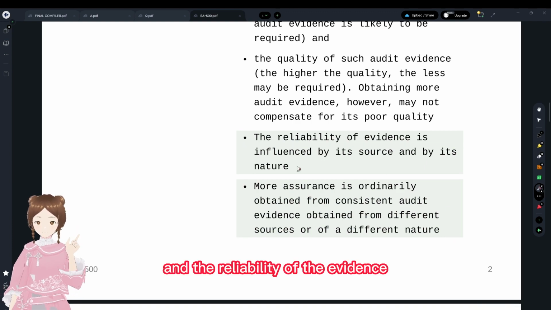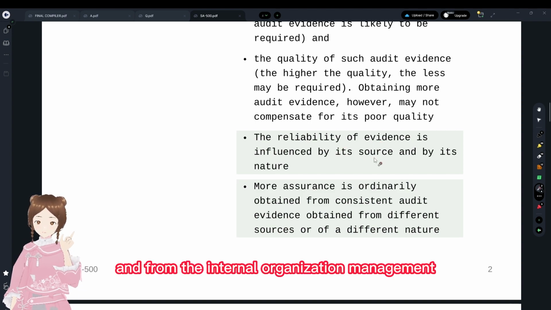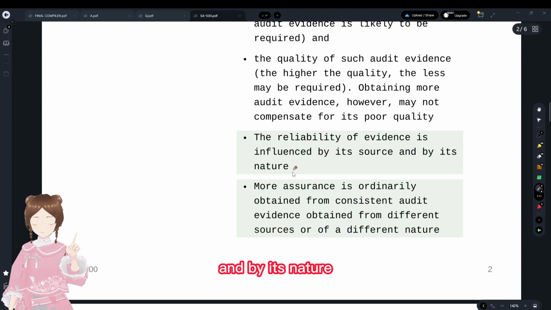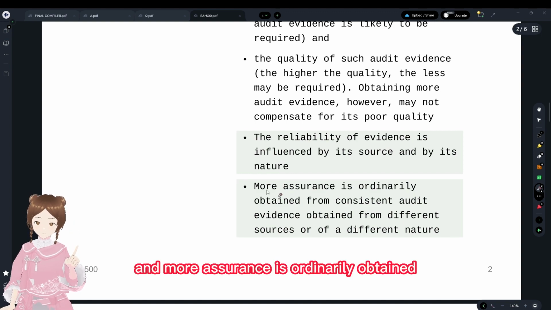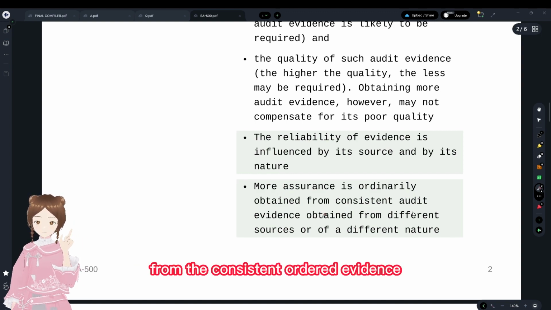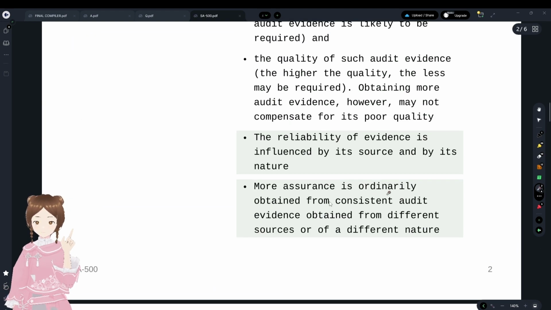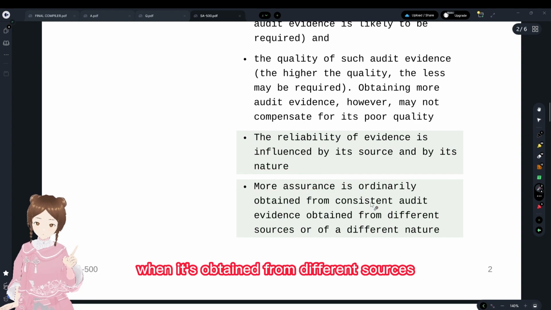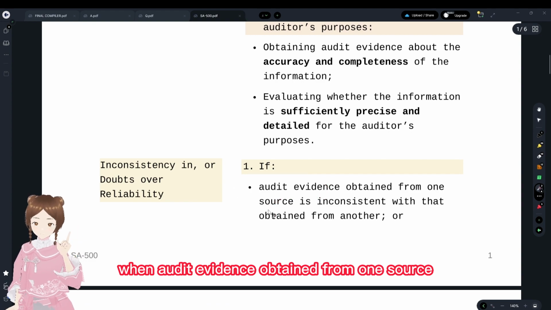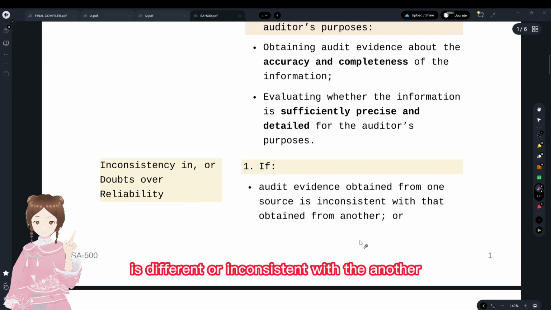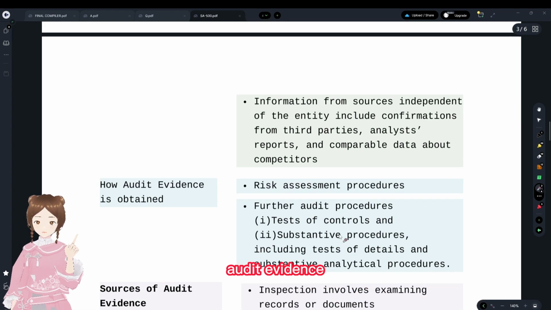And the reliability of the evidence is influenced by its source. That is the source we are talking about: third party versus the internal organization management, and by its nature, whether oral or written. More assurance is ordinarily obtained from consistent audit evidence obtained from different sources or of a different nature. More assurance is obtained when evidence comes from different sources. When audit evidence obtained from one source is consistent with that from another, we are getting more assurance. That is corroborative audit evidence.